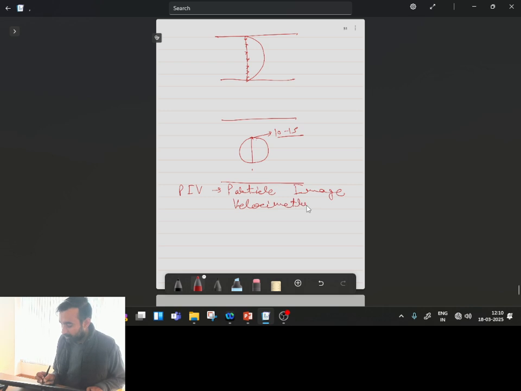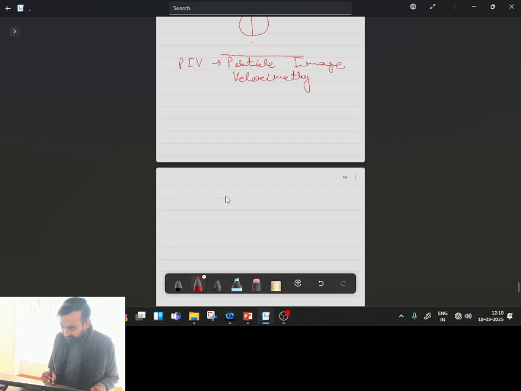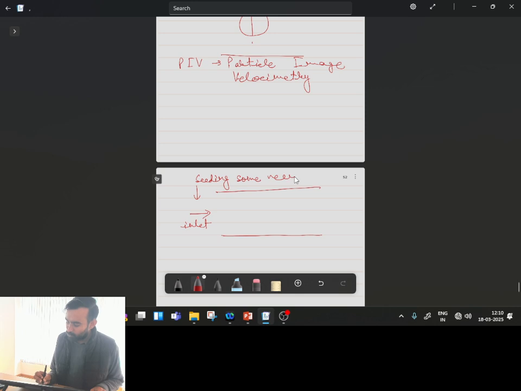Is this point clear? So, what do we do in particle image velocimetry? Say this is my pipe. In this pipe, when flow is entering at the inlet, from the inlet we will be seeding some neutrally buoyant particles in the flow field.